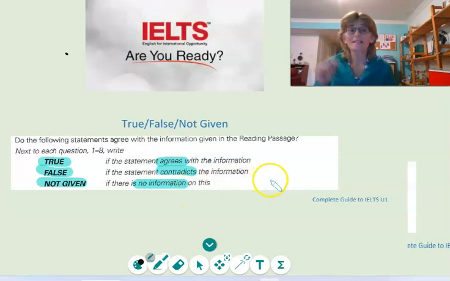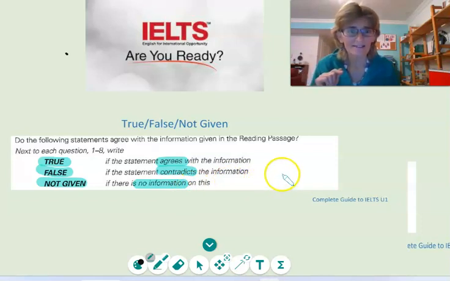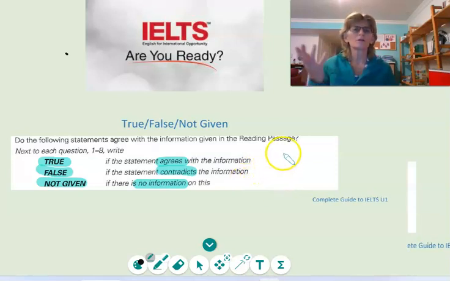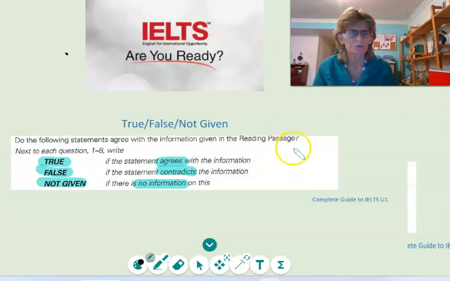Now I'm stressing the word "in the text" because you might see a statement and think, oh okay, of course that's true according to your general knowledge. For example, the statement might say that smoking is bad for your health. Now we all know that that's true, but does it say it in the text? If there's no information, then it's not given.